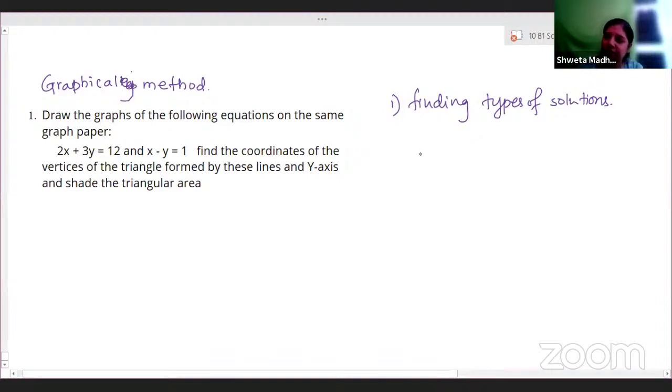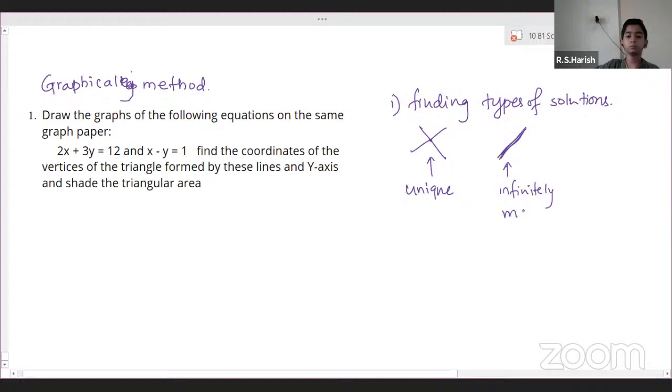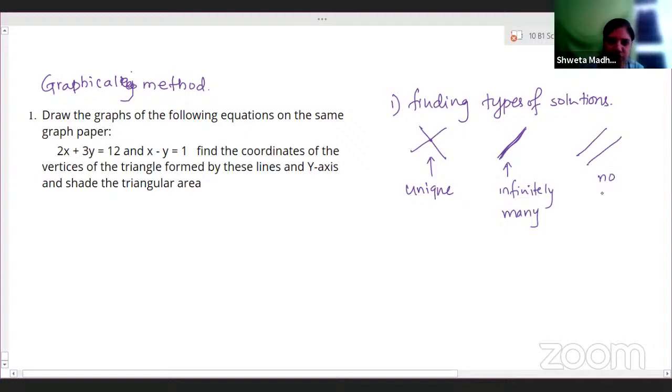If it is a unique solution, that means the graphs will be intersecting. If the 2 lines intersect, then it has a unique solution. If they coincide and form one single line, then it has infinitely many solutions. And if they are parallel, then both the equations have no solution. They do not have any solutions. So these are the types of solutions.